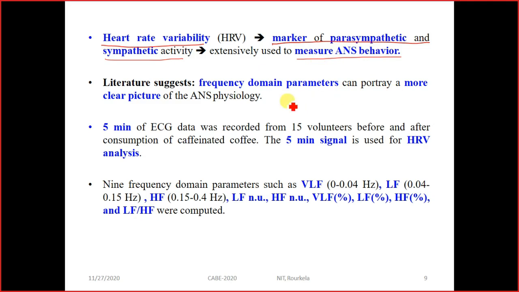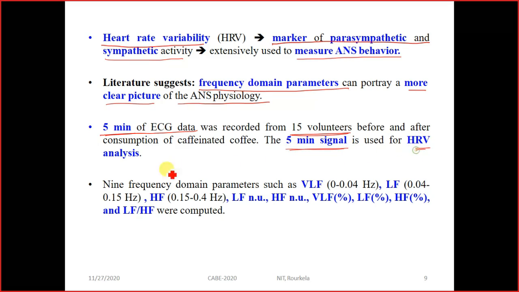From the literature we have that the frequency domain parameters can portray a clearer picture of the ANS physiology, right? So for this purpose, what we have done is that we have taken 5 minutes of ECG data from 15 volunteers. Then these 5-minute signals were used for HRV analysis.